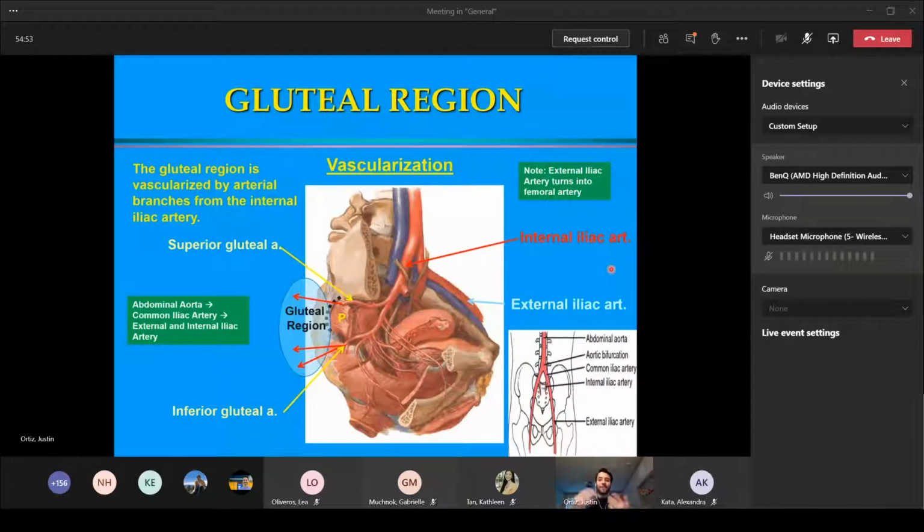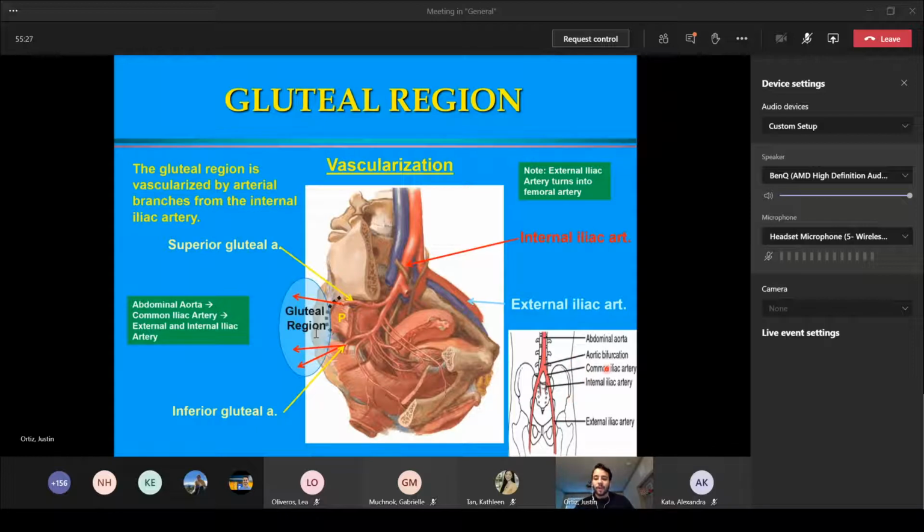Okay, so for vascularization, what happens is that you have the abdominal aorta, right? This is coming from your heart. The heart branches off this aorta, the largest artery, and it comes all the way straight down your abdomen. Your abdominal aorta is going to bifurcate into a right and left common iliac artery, which then bifurcates into the external and internal iliac, right?